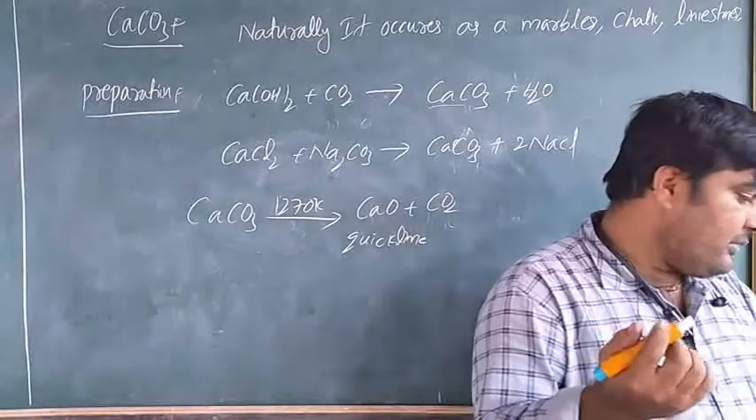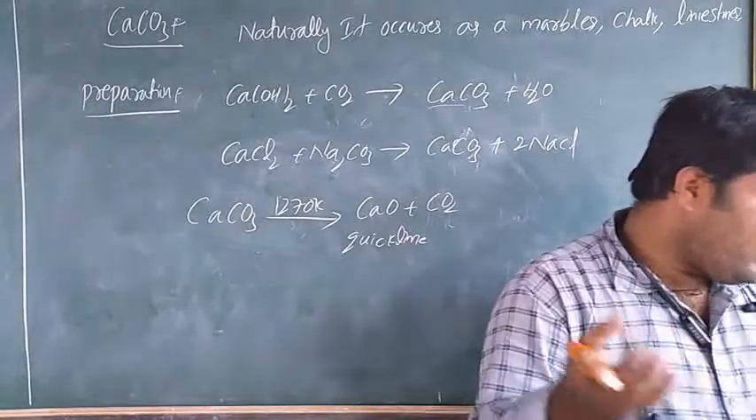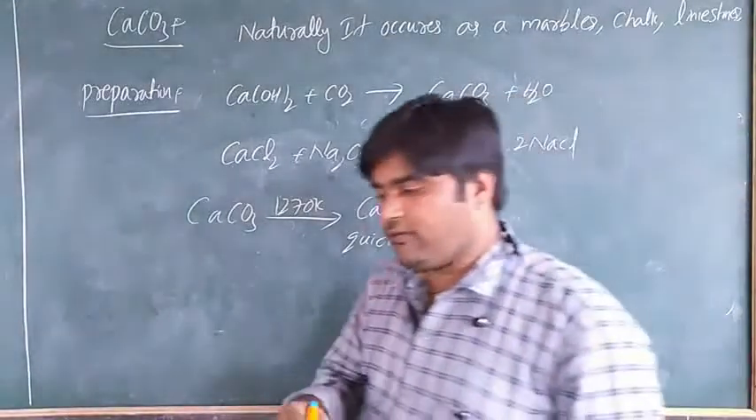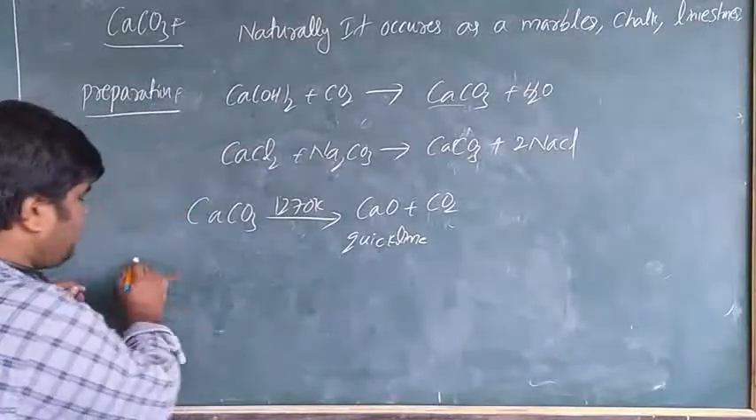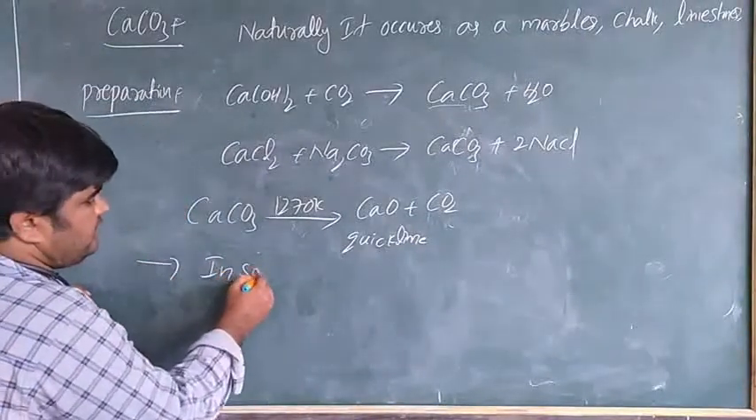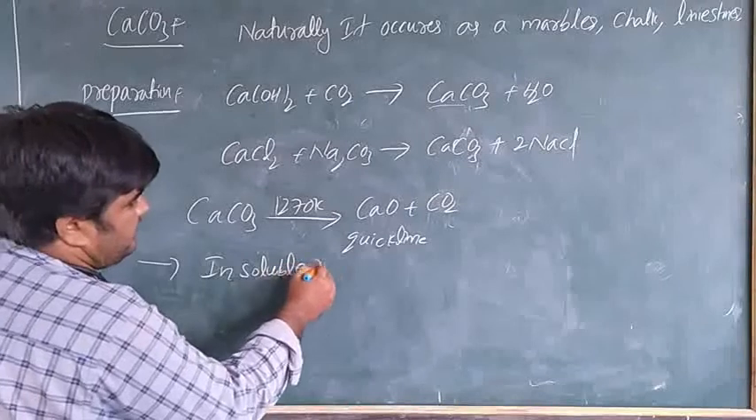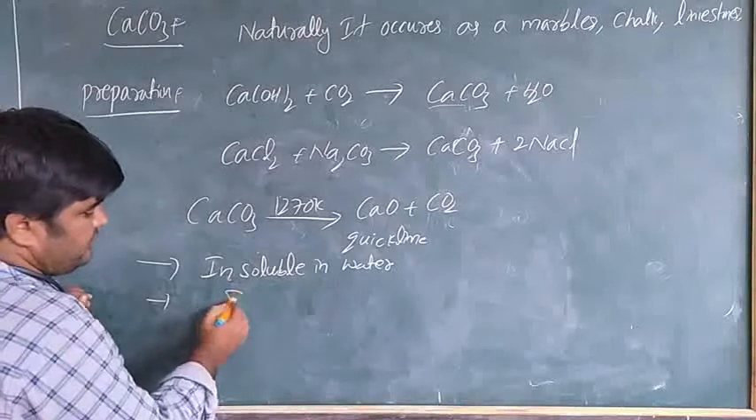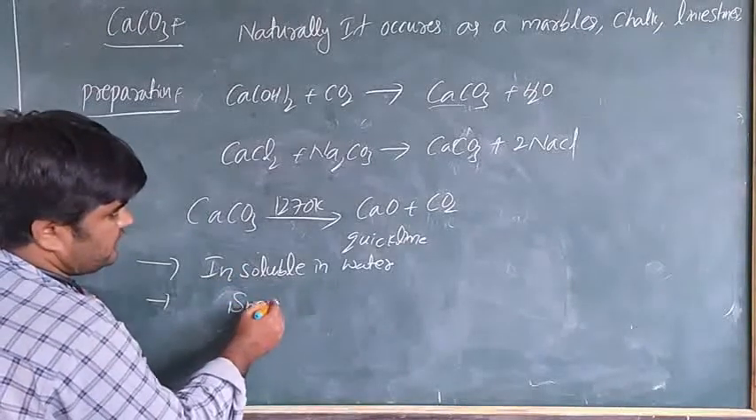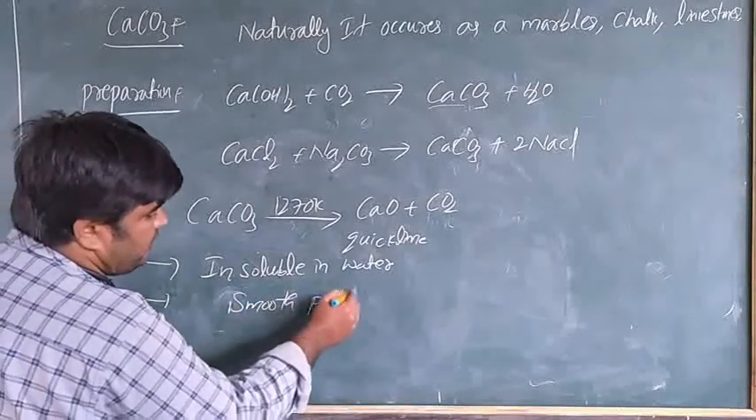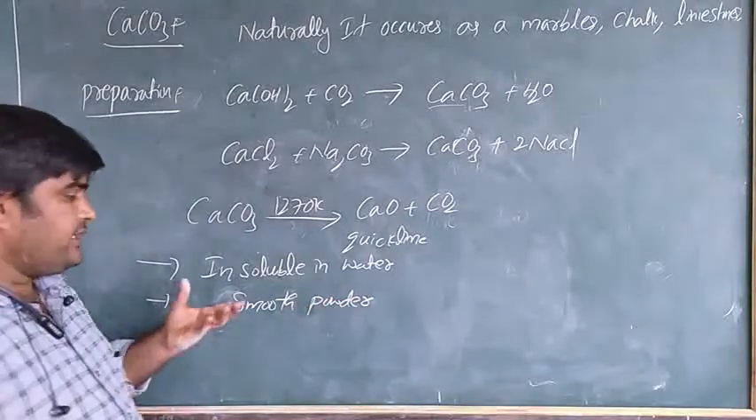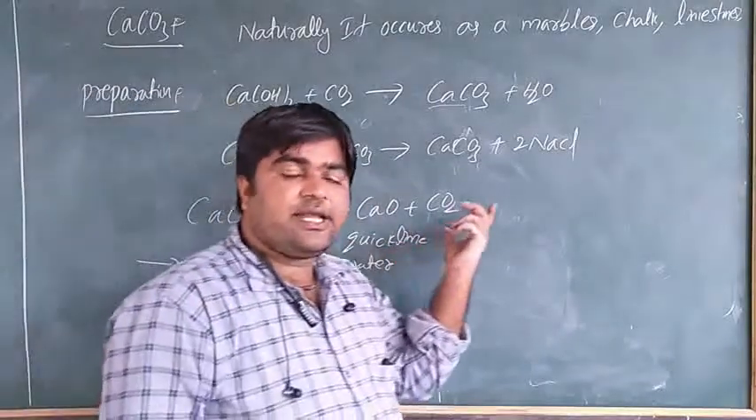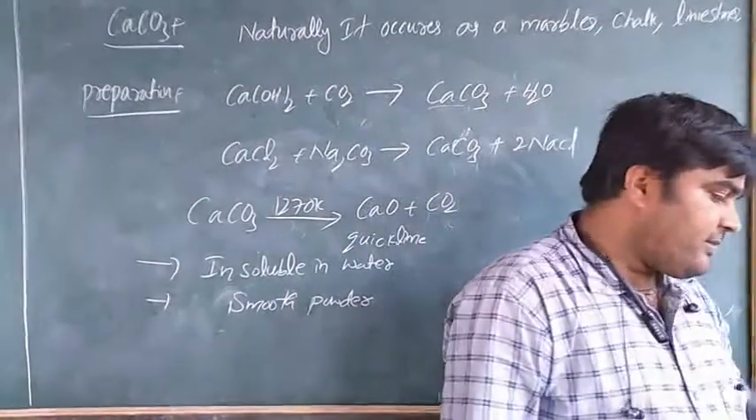It is almost insoluble in water. Calcium carbonate is almost insoluble in water. It is a smooth, fluffy powder. On heating at about 1270 Kelvin, it forms calcium oxide and carbon dioxide.